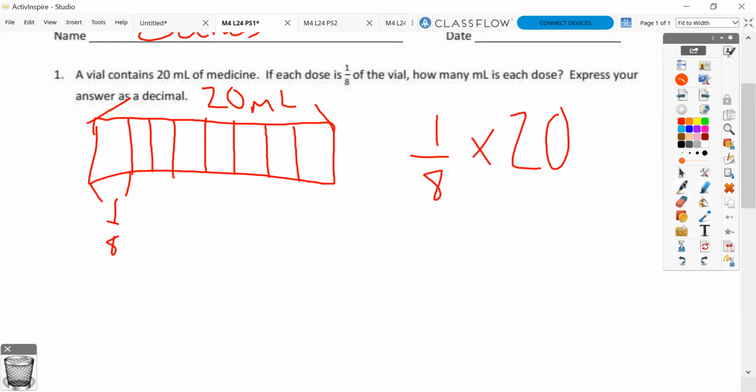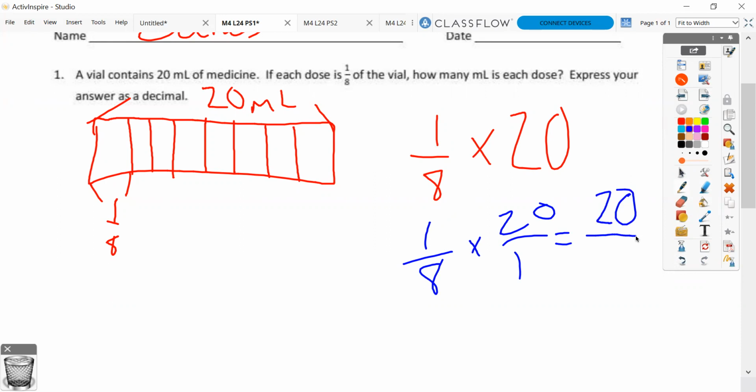So let's go ahead and solve through this. Well, we know that 1/8 times 20 looks like that, and we have to make sure that top times top, which is numerator times numerator, so 20 times 1 is 20. And then denominator times denominator, or bottom times bottom, 8 times 1 is 8. Now, 20/8 is the right answer, but there's a better way to represent it, a better way to make it make sense. And that's by converting it into a mixed number.